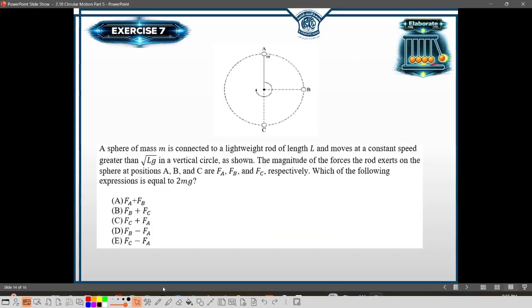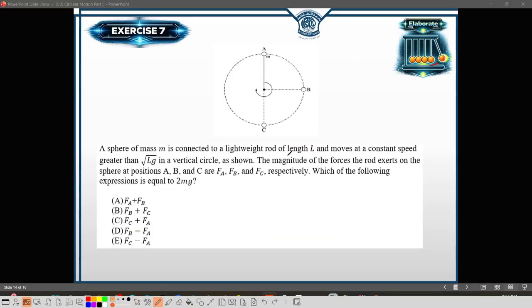A sphere of mass m is connected to a lightweight rod of length L and moves at a constant speed, which means there is no tangential acceleration. There will be only centripetal acceleration due to the change in direction. And this speed is greater than the square root of Lg. Remember that L represents the radius, because the length of the rod represents the radius of the circle. The magnitudes of the forces the rod exerts on the sphere at positions A, B, C are Fa, Fb, Fc.